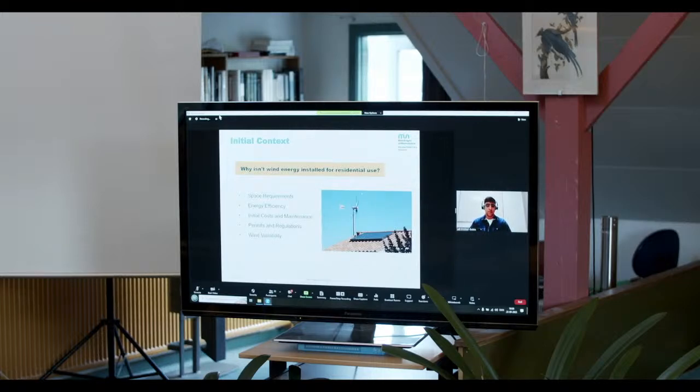First of all, the space requirements are higher than for solar. The energy efficiency of small wind turbines is lower compared to the big ones. The initial cost and maintenance as well. Then the permits and regulations: wind turbines have blades, and in residential areas we don't want blades near kids or colleagues. And the wind variability: these kinds of wind turbines are situated in the middle of buildings or towns, and the wind is not very laminar or good.